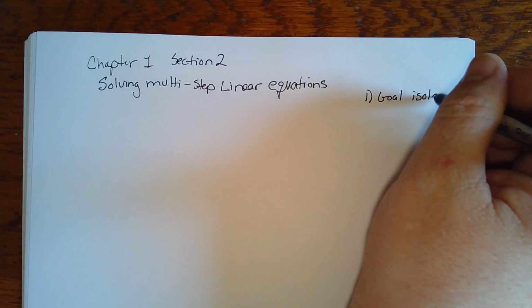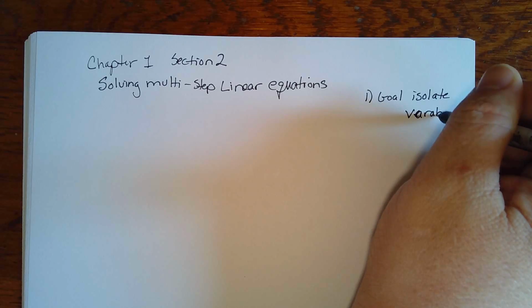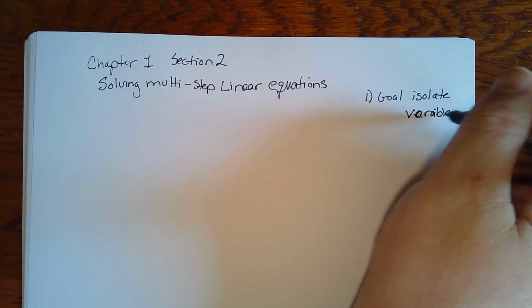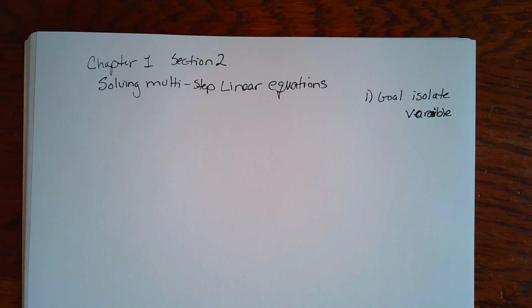Isolate variable. So our goal is always to isolate the variable. Now, to get there, it may take more than one step sometimes. So today we're just going to deal with doing two-step. Hopefully you'll find that it's not as difficult as you may believe, but we'll get there.